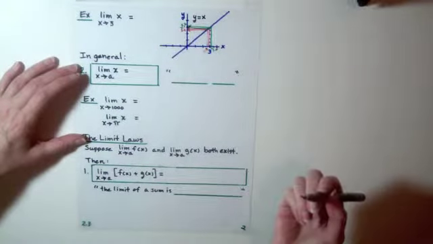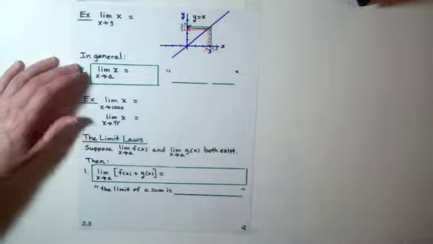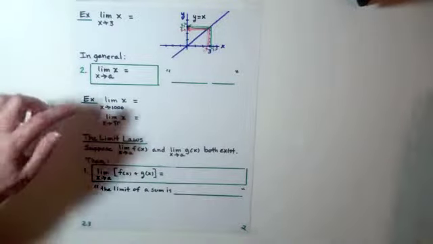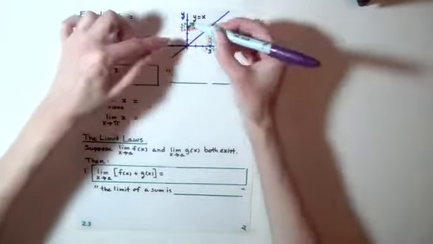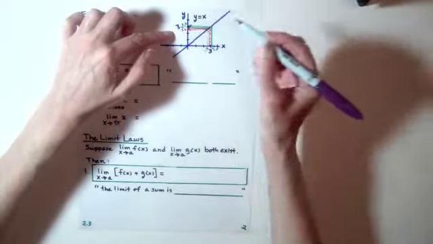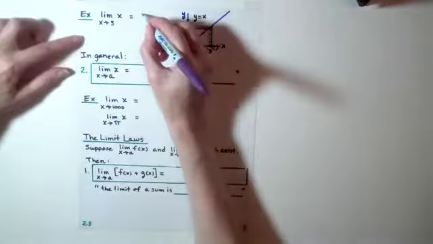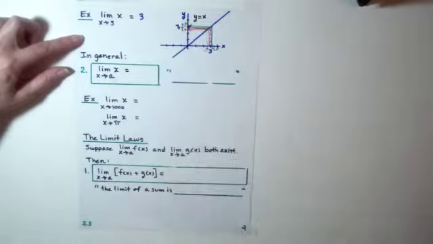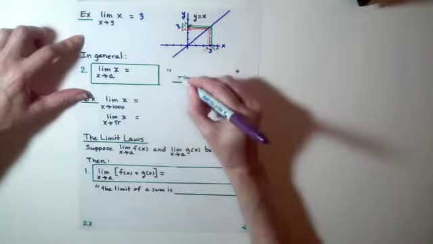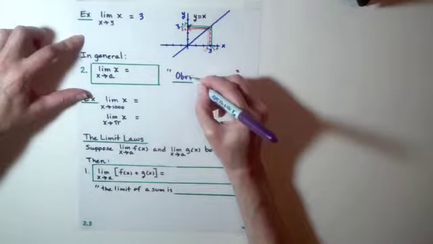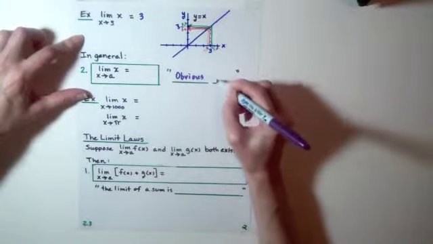The left-hand limit and the right-hand limit are the same, and so the overall limit, as I approach 3 from both directions, the y values are approaching the number 3 on the y-axis. They're getting closer and closer to 3, and so we say the limit is equal to 3. Well, this is sometimes known as the obvious limit.